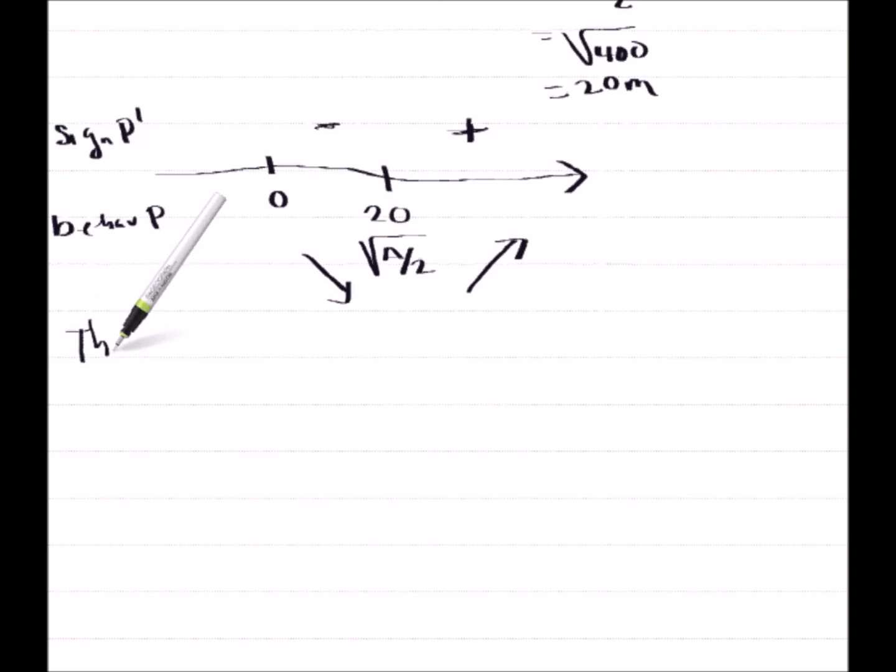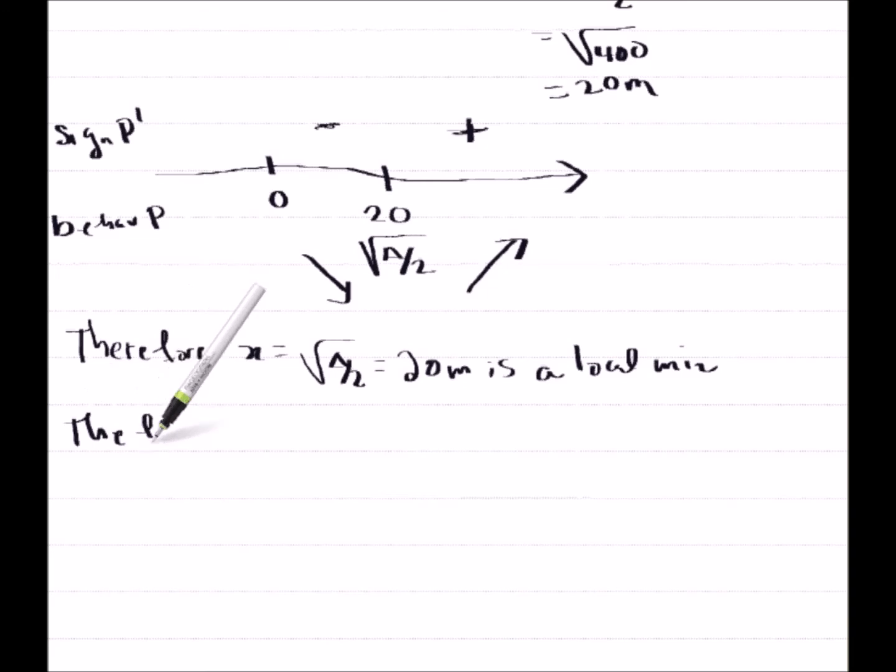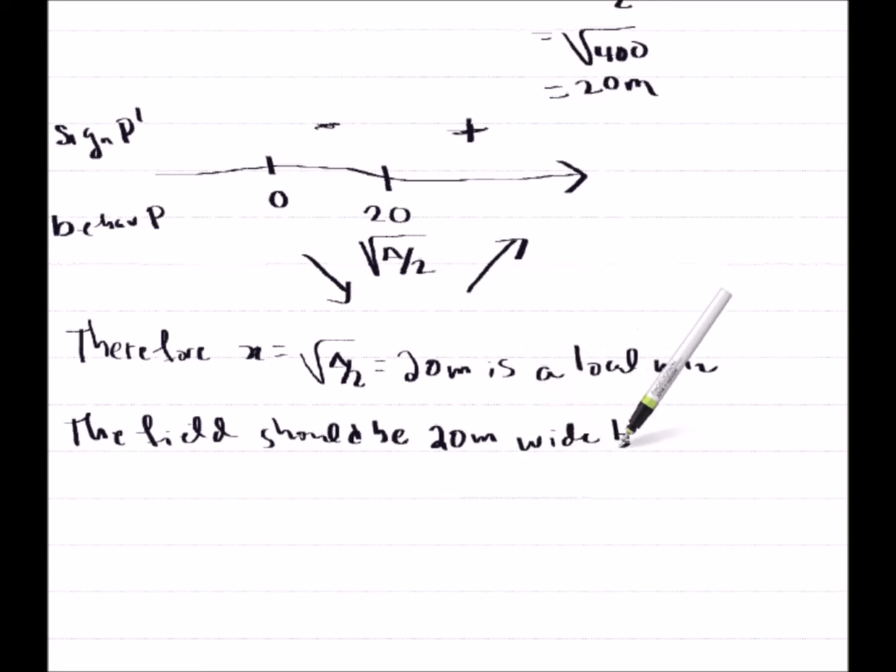So maybe I can write my conclusion. Therefore, x equals root of a over 2, which is 20 in our case, meters, is a local min. So with that, I can write down my answer. So the field should be 20 meters wide by, what's the value of y? Maybe I can compute y on the side here.